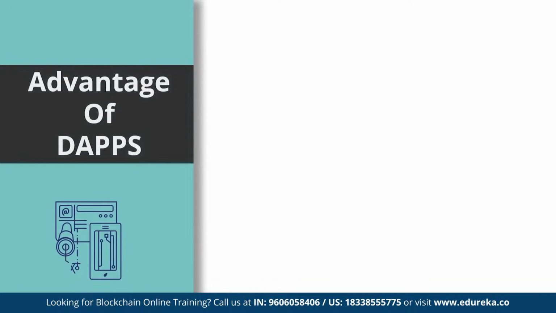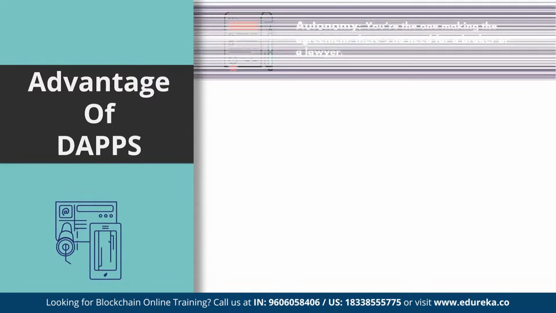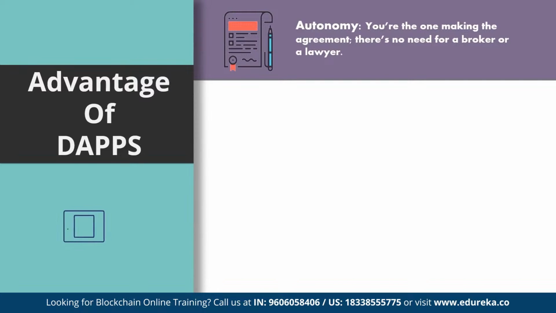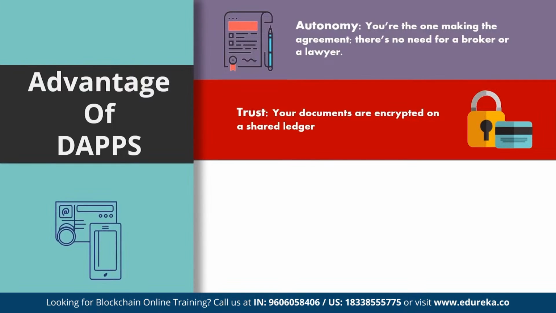Now, let us just go over the advantages of decentralized applications or blockchain applications that come along with it. So firstly is autonomy. So it's autonomous because you're the one making the agreement. There's no need for a broker or a lawyer of any sort or any sort of third party for that matter. Secondly, there's a lot of trust because all your documents are encrypted using modern technology and modern encryption methods, and it's all sharded and distributed on a decentralized network, which is being run by a shared ledger. So there's literally no way anybody can break into it, now at least, unless quantum computing becomes a very big thing in the next 6 months or something.